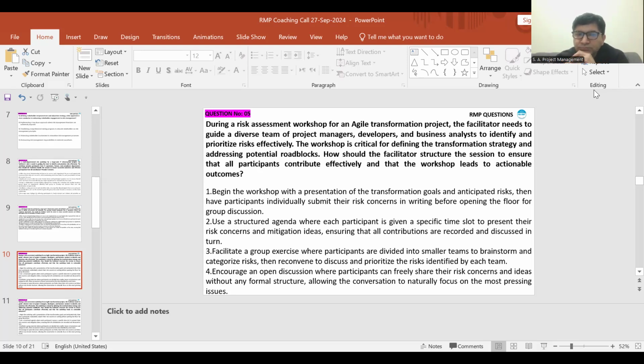To me, sir, option 2 and... how should I present it? I have to select one option only, sir. Right, one option. Sir, I will go with option 2. Use a structured agenda where each participant is given a specific time slot to present their risk concerns and mitigation ideas, ensuring that all contributions are recorded and discussed in turn.